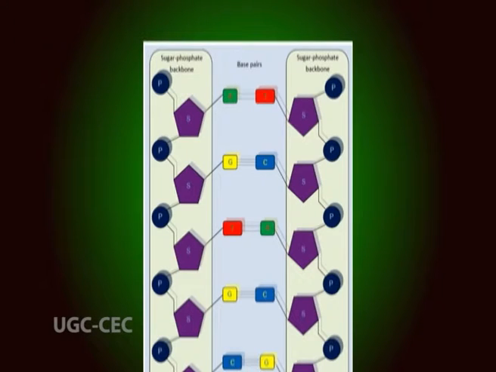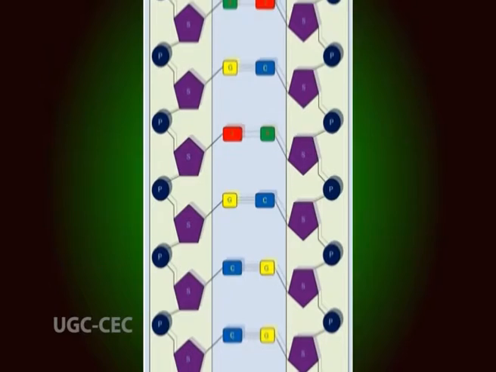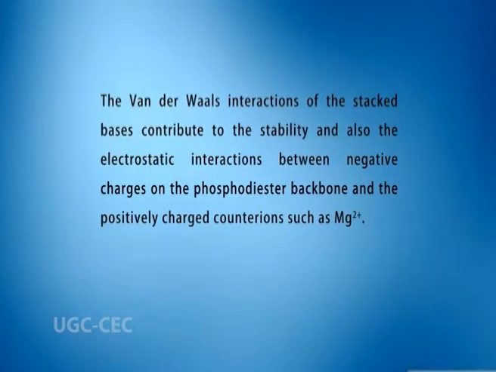An important force stabilizing DNA structure, as has been explained earlier, is the hydrogen bonding between complementary bases. AT base pair consists of 2 hydrogen bonds and GC base pair has 3 hydrogen bonds between them. The van der Waals interactions of the stacked bases contribute to the stability, and also the electrostatic interactions between negative charges on the phosphodiester backbone and the positively charged counter ions such as magnesium ion.